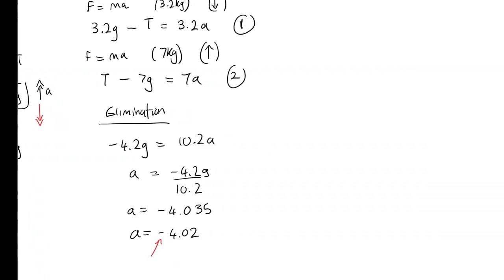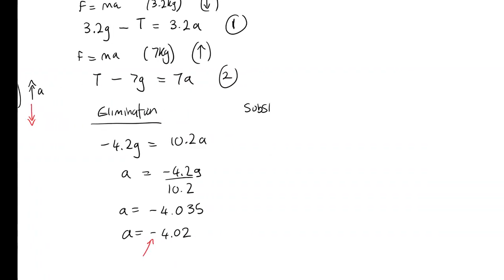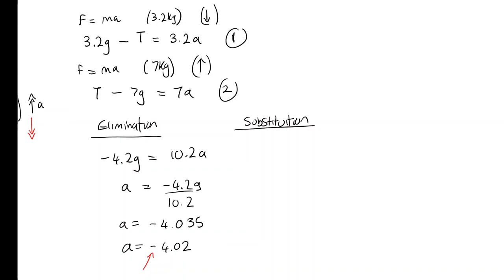And then just to see that substitution would give exactly the same thing. We'll make T the subject of equation 2. So T is equal to 7a plus 7g. We'll plug that into equation 1: 3.2g minus (7a plus 7g), in brackets because it's the whole thing being subtracted.